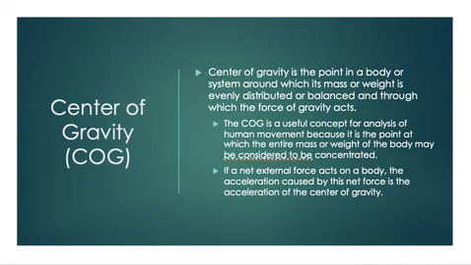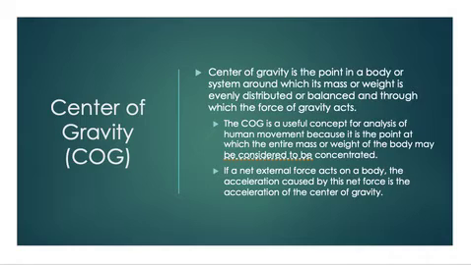The center of gravity is the point in a body or system around which its mass or weight is evenly distributed or balanced and through which force of gravity acts. Most of the time, center of gravity and center of mass are used interchangeably. Center of mass is the point in a body or system of bodies at which, for certain purposes, the entire mass may be assumed to be concentrated. For bodies near Earth, this coincides with the center of gravity, thus they are used interchangeably.